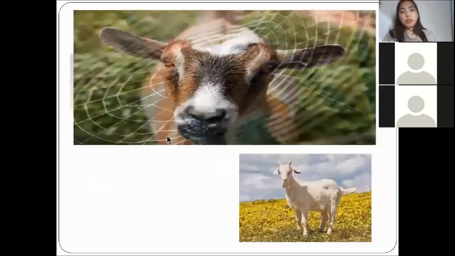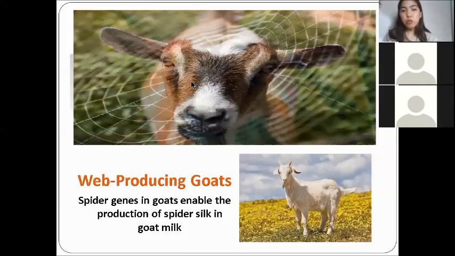The next one is the web-producing goats. So spider genes in goats enable the production of spider silk in goat milk. Researchers from the University of Wyoming have developed a way to incorporate spider silk spinning genes into goats. So there are many benefits. There are many varieties of application.